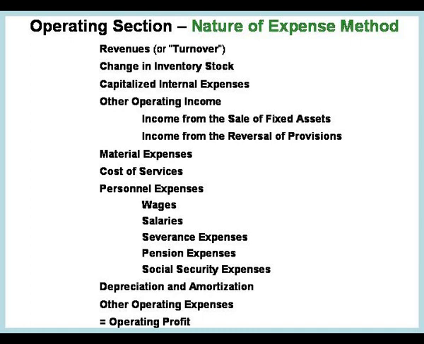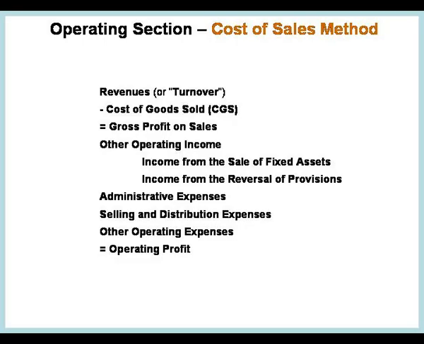Any expense that was not listed in the above items is summarized under other operating expenses, and if we tally up the results of all these positions, we're left with the operating profit, which is das Betriebsergebnis in German. Now, if we compare that to the operating section based on the cost of sales method, we immediately see that the cost of sales method is a lot shorter.